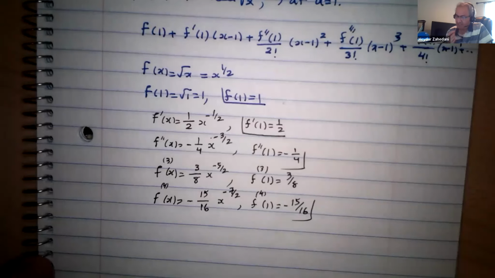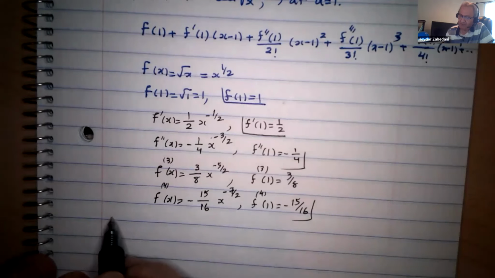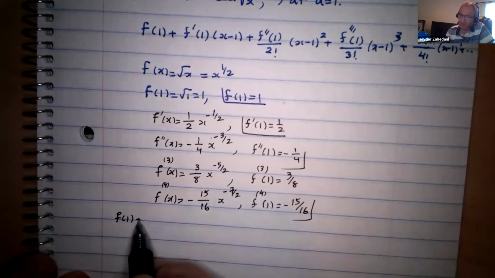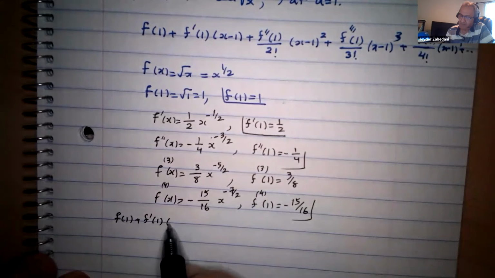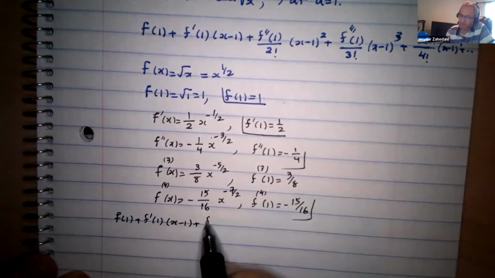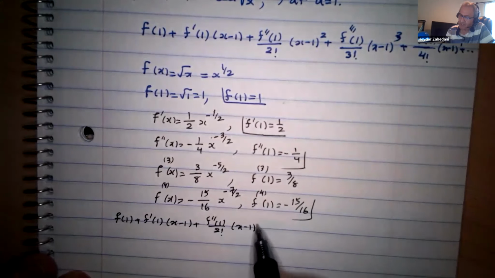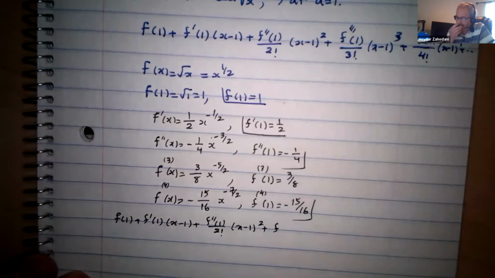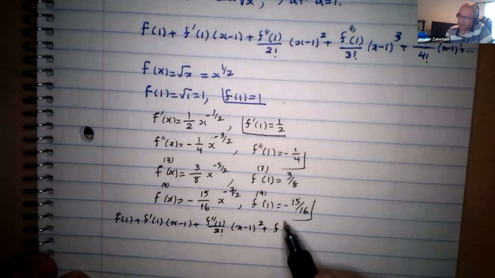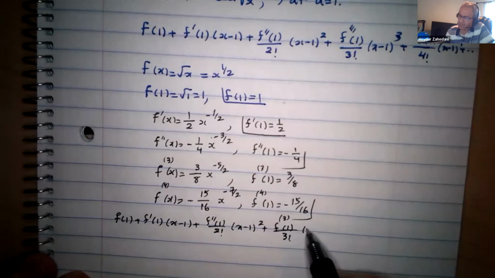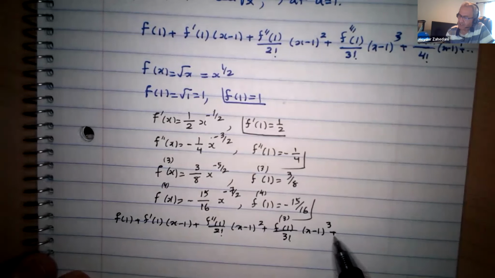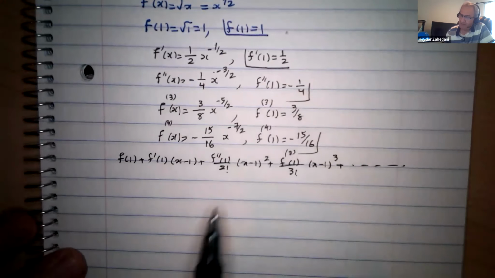So this is the way we write it down. The series is going to be, I'll repeat it again. I want to find f of 1 plus f prime of 1 times x minus 1, plus f double prime of 1 over 2 factorial times x minus 1 squared, plus the third derivative at 1 over 3 factorial times x minus 1 to the third, and the fourth one. Just getting the fourth one is going on forever.